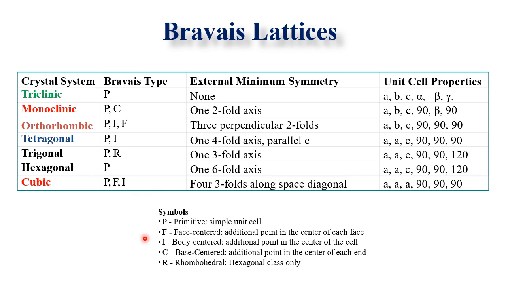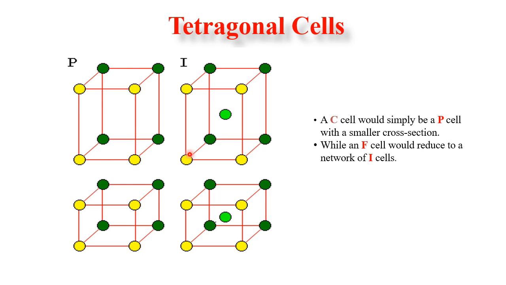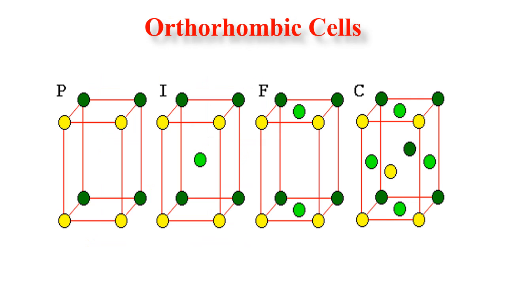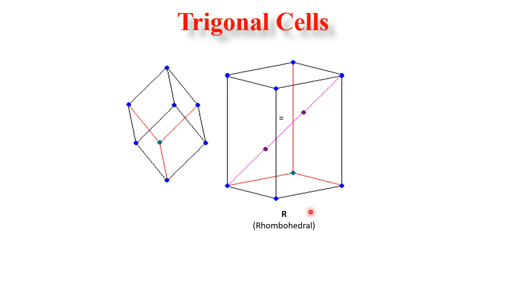P is for primitive cell, F is for face centered, I is for body centered, C is for base centered, and R represents the rhombohedral, which is for the hexagonal class only. So in isometric we have three types of cells: simple cubic, body centered and face centered. In tetragonal we have P and I type cells. In orthorhombic we have P, I, F and C type Bravais lattices, and in monoclinic we have P and C types. In triclinic we have the P type of cell. In the trigonal class we have the R cell, which is unique to the hexagonal crystal system.